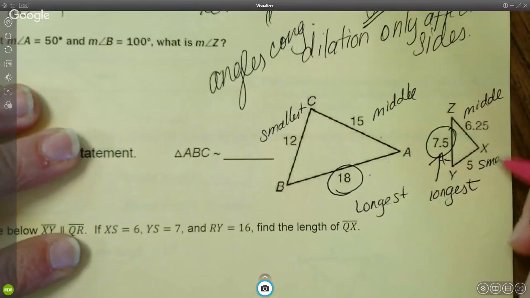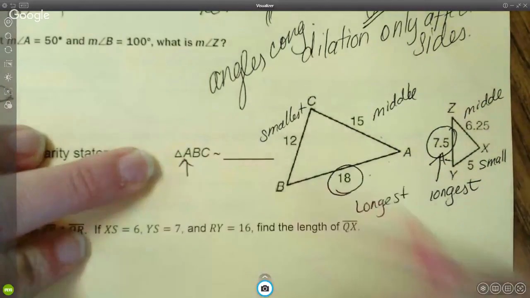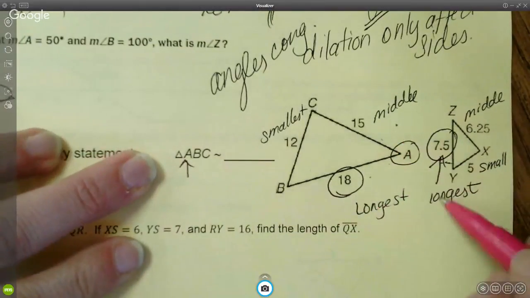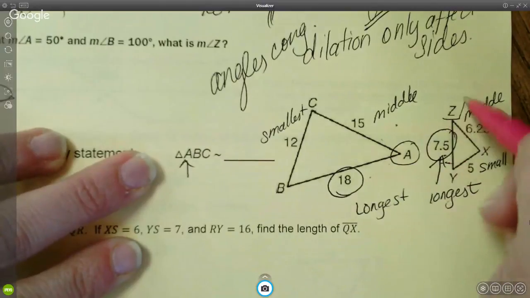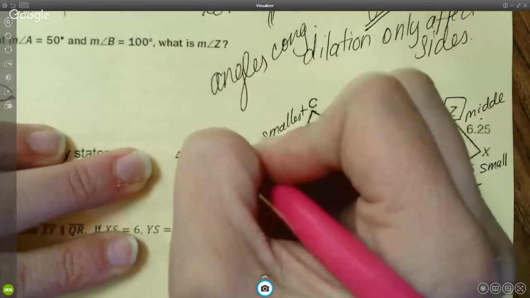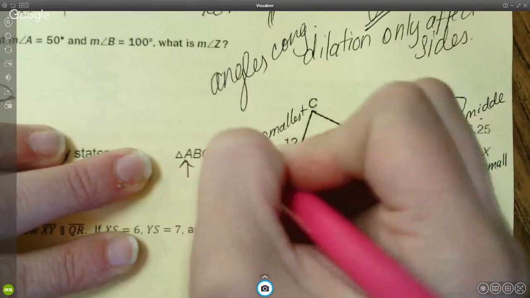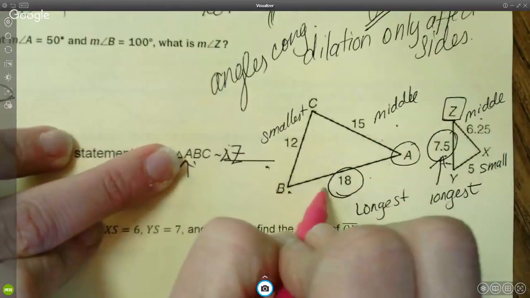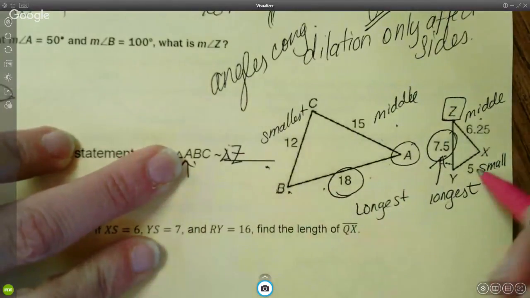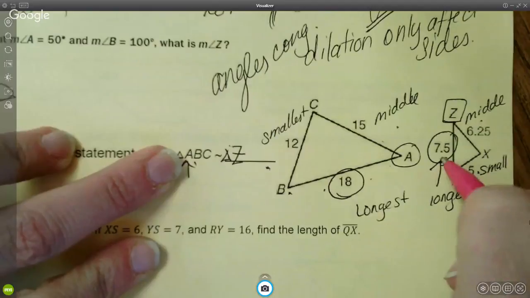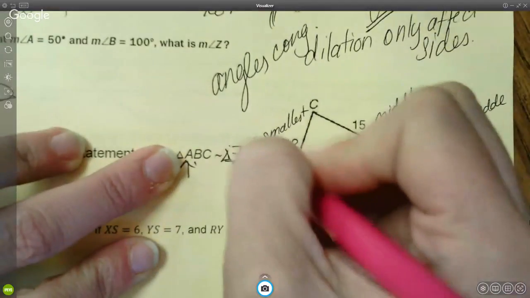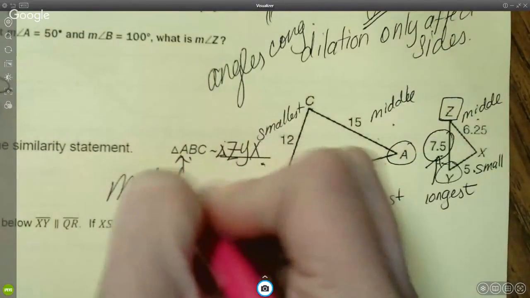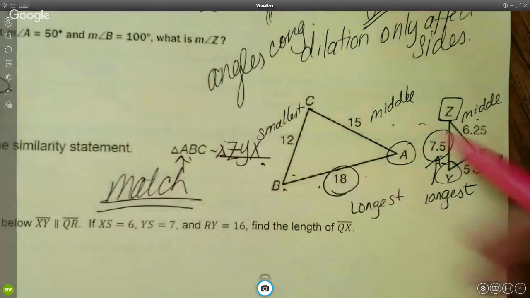Here's our smallest side. So if we think of A, well, A falls between our longest side and our middle side. So our longest side here is 7.5. Our middle side here is 6.25. So I know that A has to match up with Z. B falls between our smallest side and our longest side in the first triangle. So the smallest side here and the longest side is here. So I know my next one is Y, which means our last one is X. So again, you want to match, and we matched by looking at the sizes.